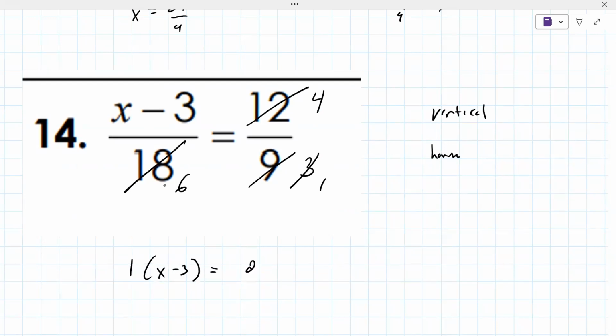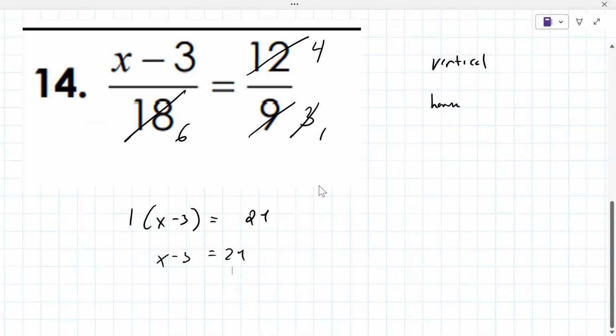So x minus 3 is 24. What is x? What does x become? It's 27. Yeah. Okay. So x is 27. All right. Now you don't have to do that, but that's where it goes.